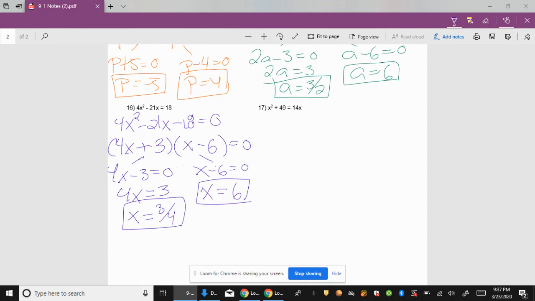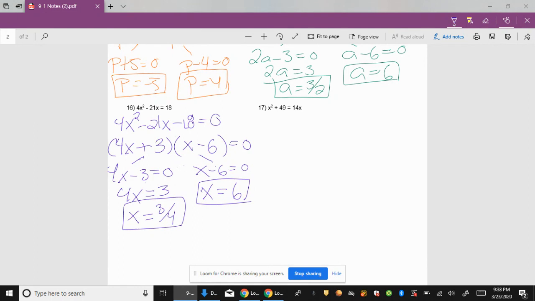Okay, I want you to pause the video and I want you to try 17. You got to get it equal to 0. Make sure you write it in standard form, then factor it, and then solve it. Okay, so pause the video now and try it on your own. Hopefully you actually pause it.